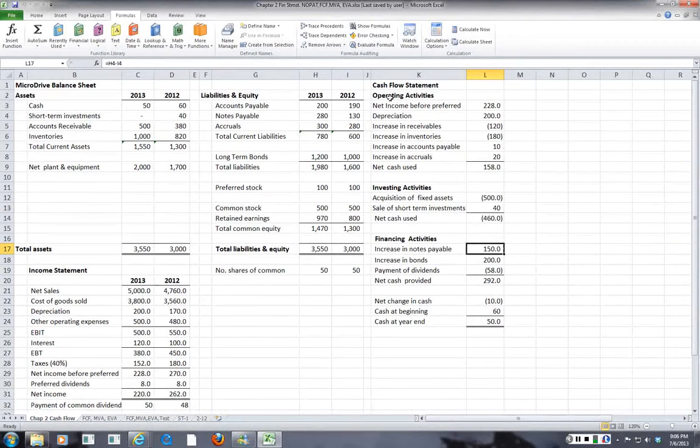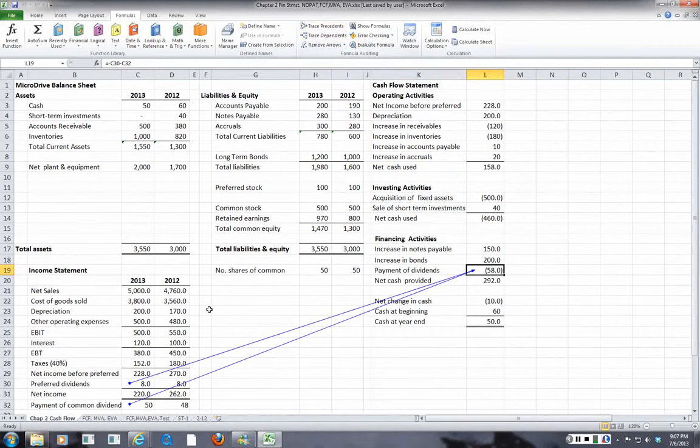The next thing we have is financing activities. There's an increase in notes payable of $150,000 and an increase in bonds of $200,000, and you can see where we get that here and here. Then we paid dividends, $8,000 for preferred and $50,000 for common dividends, so that's a negative cash. So the net cash provided is $292,000, which is added to the $158,000 from operating activities and subtracted by the $460,000, so that we get a net change in cash of minus $10,000.